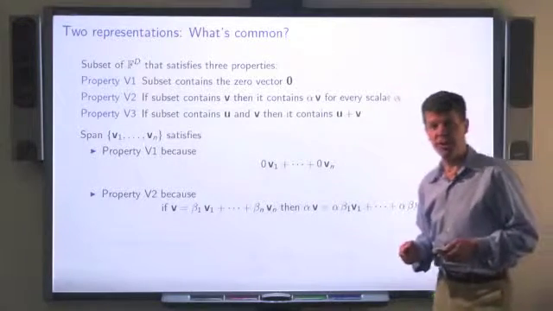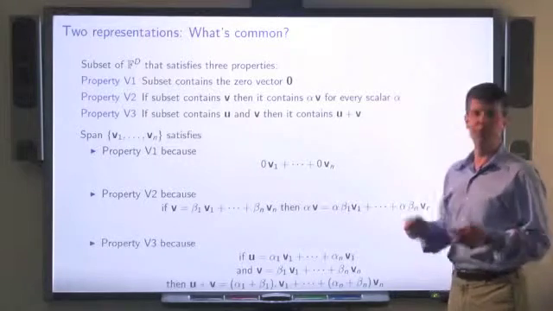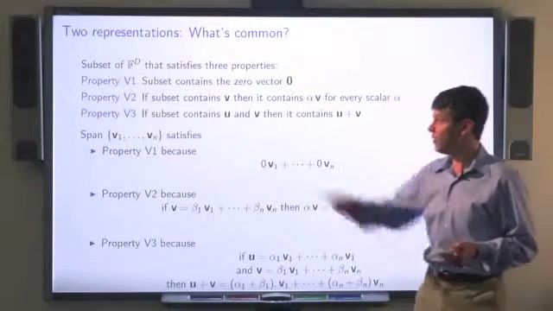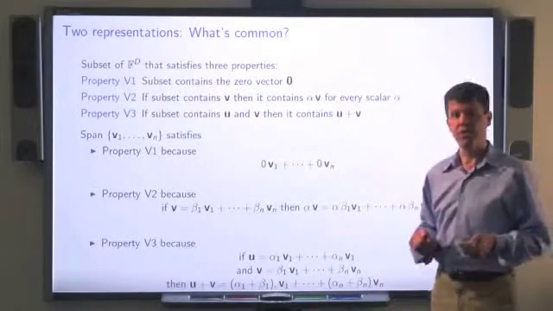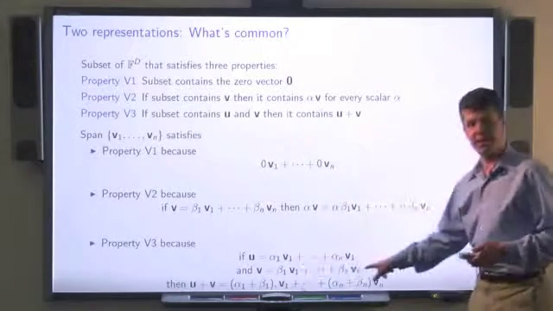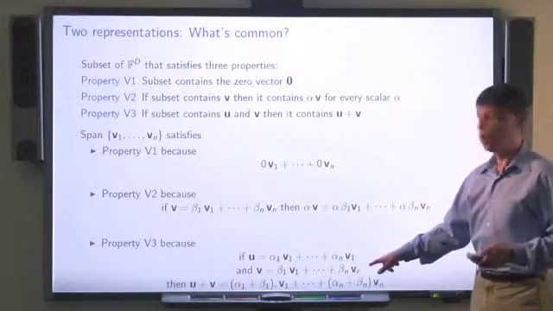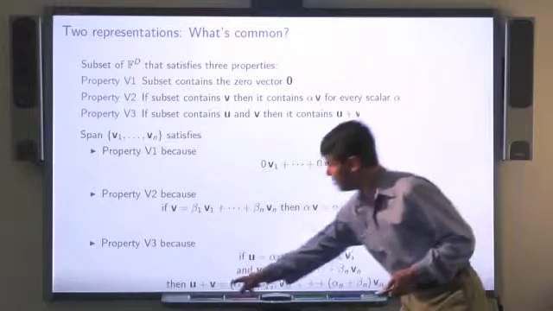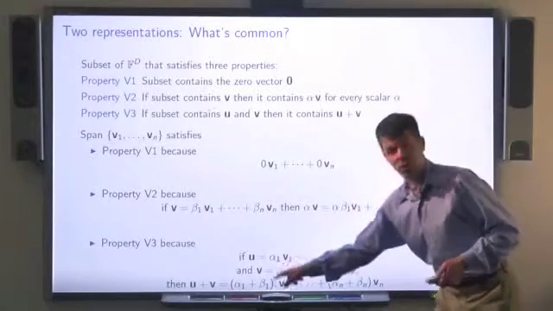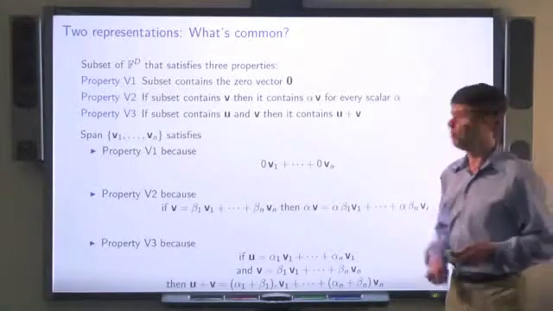Now for property v3. Property v3 states that if two vectors u and v are in the span, then their sum is also in the span. So let's say u and v are in the span. That means that u can be written as a linear combination, and v can be written as another linear combination. Well then, we can represent their sum by just taking the linear combination where each coefficient is the sum of the corresponding coefficients in u and v.